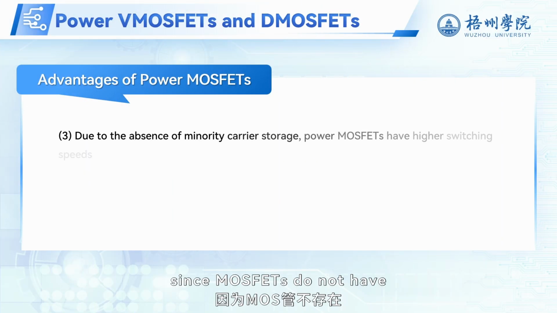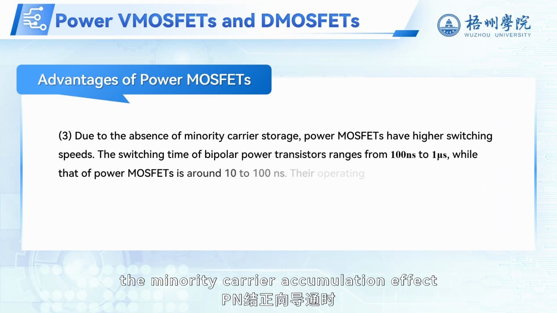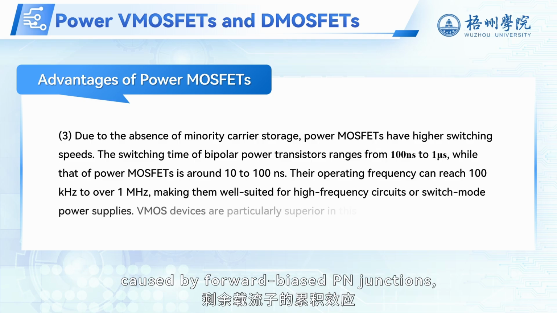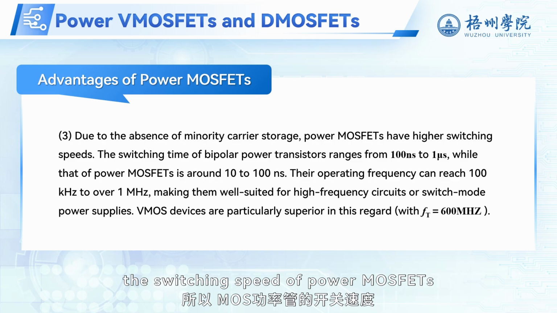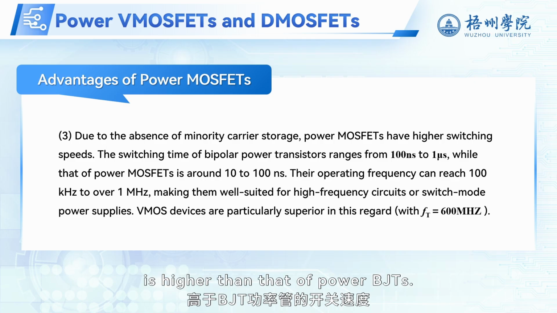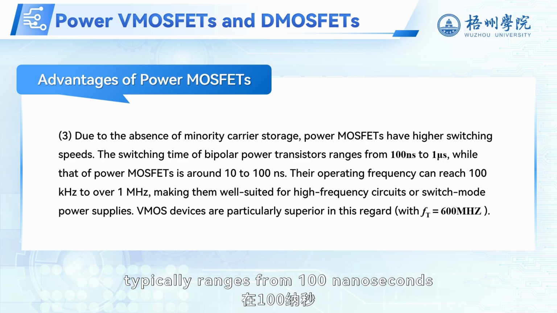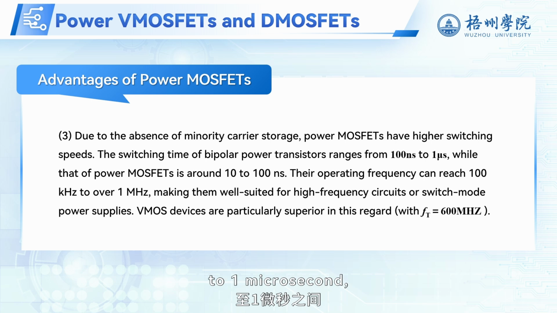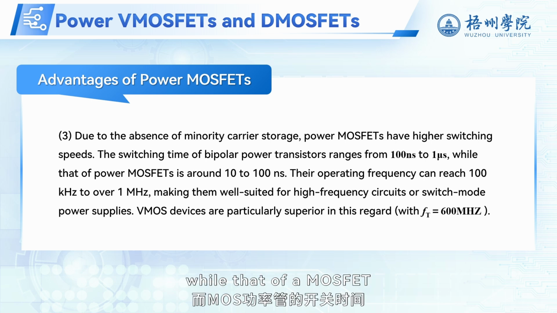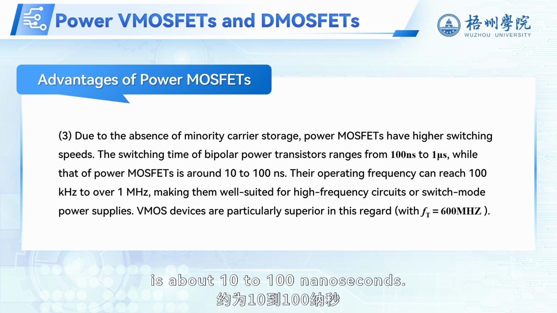Third, since MOSFETs do not have the minority carrier accumulation effect caused by forward-biased p-n junctions, the switching speed of power MOSFETs is higher than that of power BJTs. The switching time of a BJT power transistor typically ranges from 100 nanoseconds to 1 microsecond, while that of a MOSFET is about 10 to 100 nanoseconds.